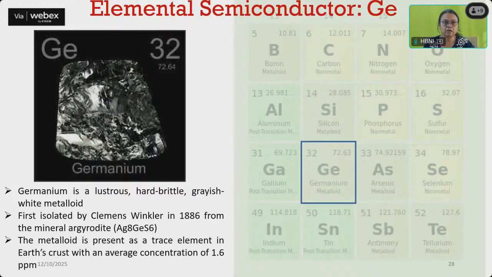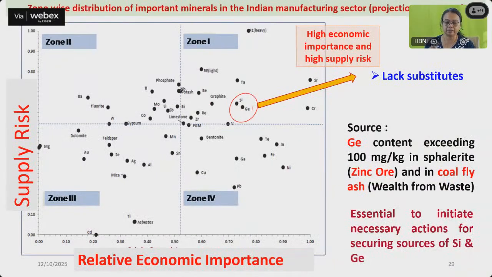The mineral argyrodite is there, from which germanium was first taken out. Now its average concentration is around 1.6 ppm. So you can see the contrast: silicon is the second most abundant material, and compared to that, germanium is just 0.16 ppm in the earth's crust, and you have to extract it from ores. Generally germanium is present in fly ash or zinc ores. Both of these are elemental semiconductors.